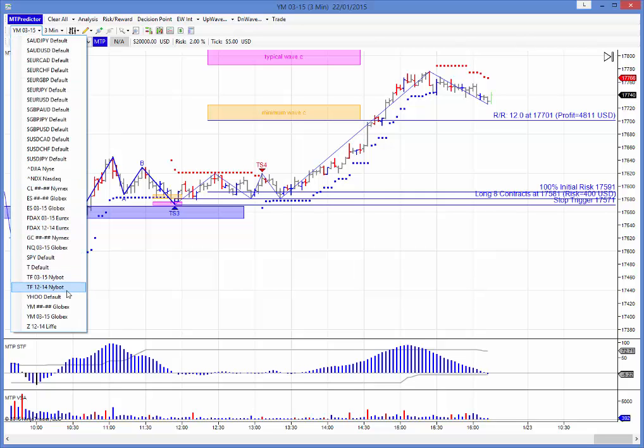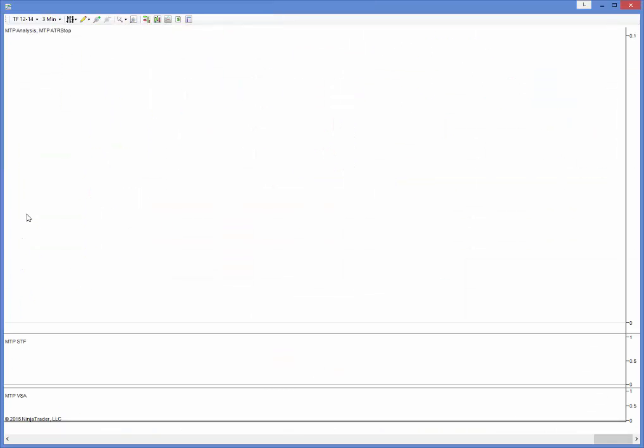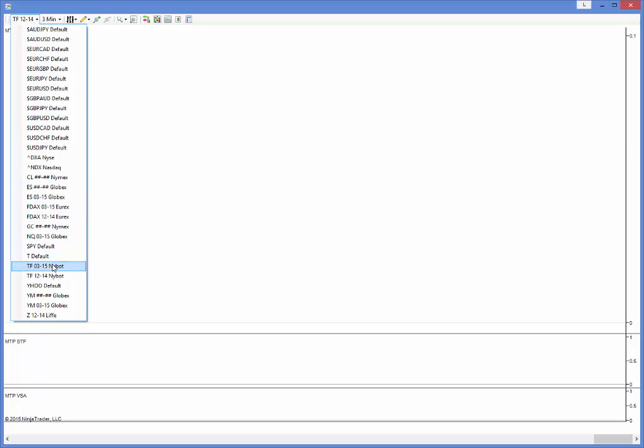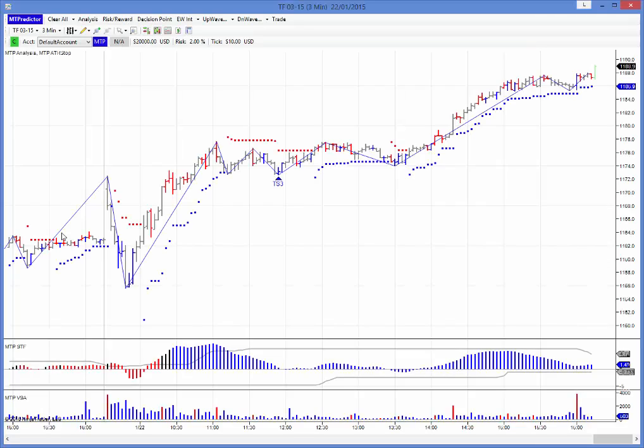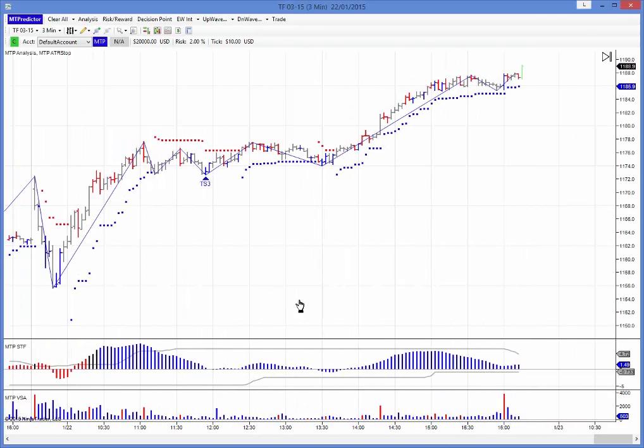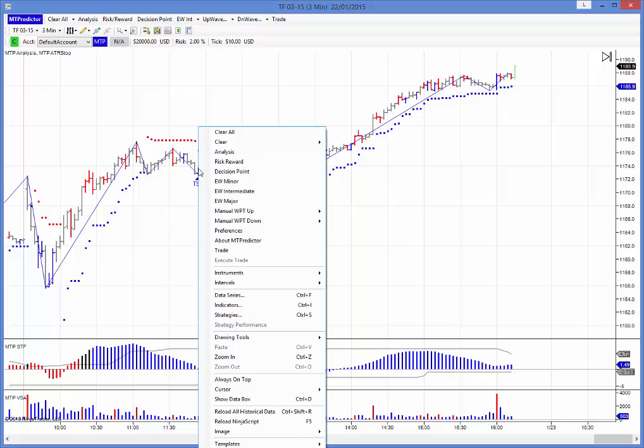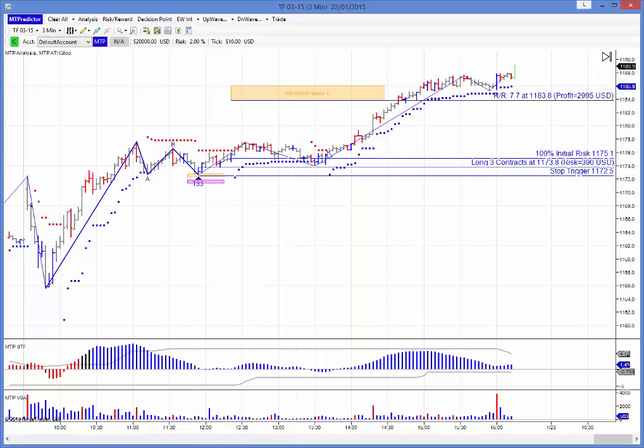If we look at the Russell, sorry, wrong contract on the Russell, let's do the March contract. There's the Russell index. Just as with the other markets, there's a lovely TS3 buy setup there at the same time. This particular one at its first target would be 7.7R, which is a very nice trade.